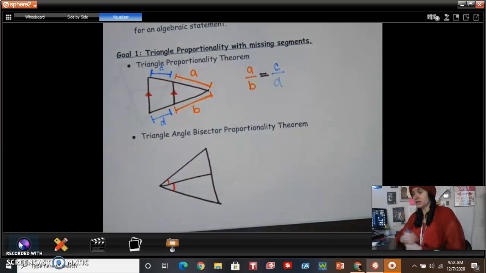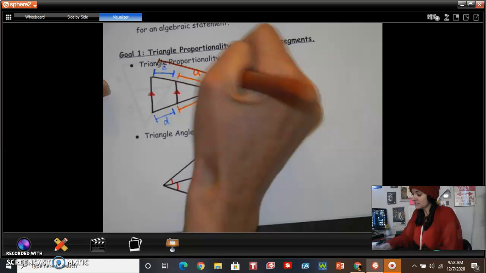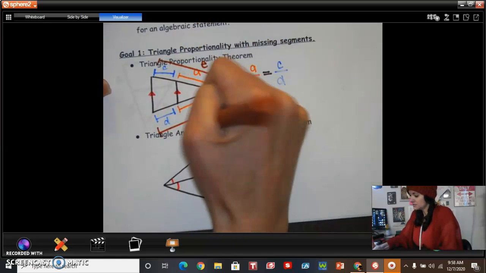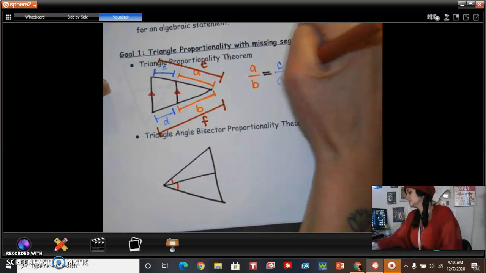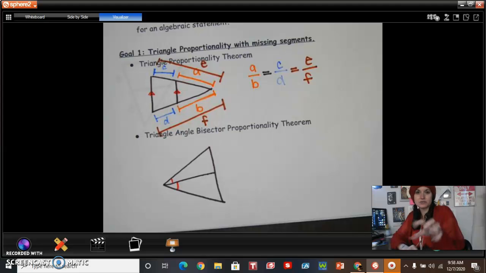If you remember in section 6.1 and 6.2 when we talked about being able to manipulate proportions. There's one more I want to talk about. If you notice, we could consider the entire side lengths. So that would be also equal to E over F. And this is a lot easier once you practice it with actual numbers being thrown in there and actual algebraic expressions being thrown in there. It's just all about finding what matches up with what to be able to create your ratios.